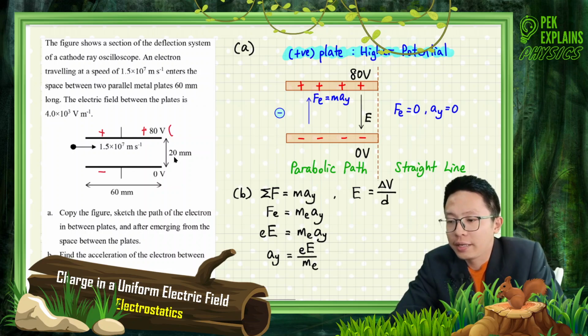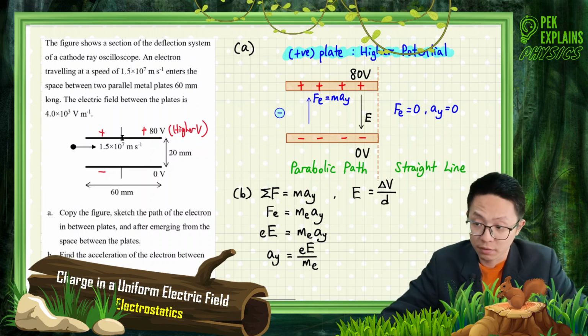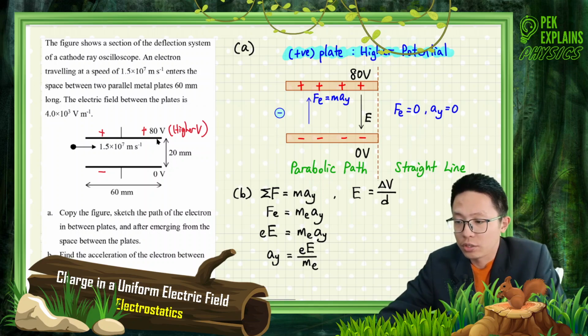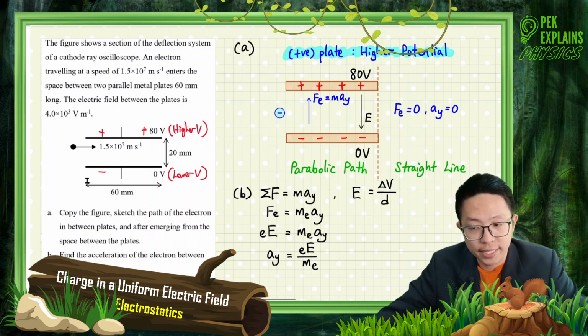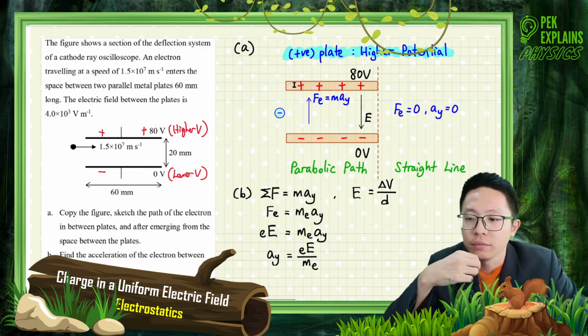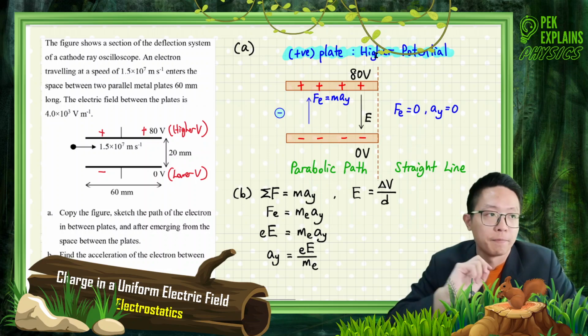Normally we take the higher potential as the positive plate, and the lower potential, like 0 or negative volt, as the negative plate. So I have drawn the positive plate above, the negative plate below. The positive plate is higher potential, the negative plate is lower potential. I have written that down here.